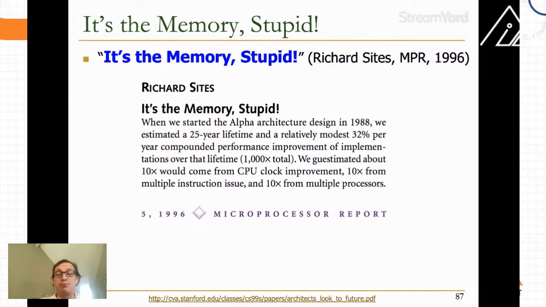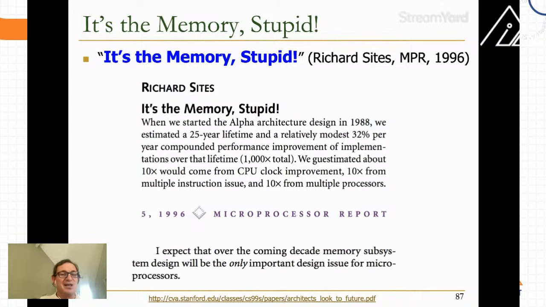Unfortunately, on this really important workload, it's able to finish only a very small fraction of that, basically 5% of that. So it's basically one instruction every 4.7 cycles or so. So essentially, we're wasting a lot of the processing capability of the processor itself. And why? He says that on this important workload, the processor needs to wait for data from memory significantly. Essentially, this is the memory bottleneck. And he finishes his article saying that I expect that over the coming decade, memory subsystem design will be the only important design issue for microprocessors.